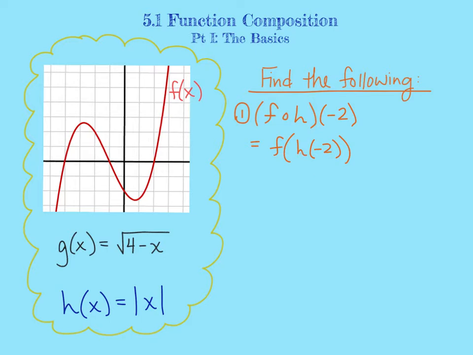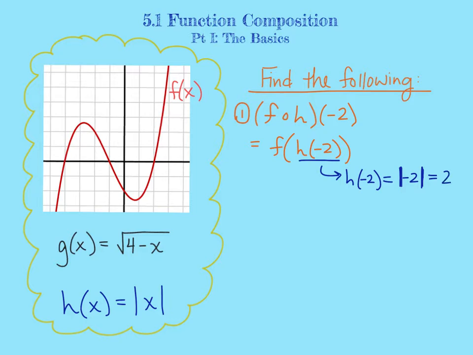So let's find h of -2. I'm going to do that off to the side. How do we do that? Well, we know how to do that. We just plug -2 into the h function. So we'll have the absolute value of -2. Remember, an absolute value is a number's distance from 0 on a number line, and it's always positive or 0 since distance cannot be negative. So the absolute value of -2 is simply 2.